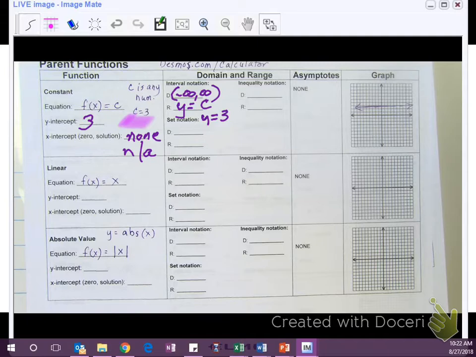So then in inequality notation, this is negative infinity less than x less than positive infinity. I need to zoom in or something. I can't write that small. Let's see. Thought there was a zoom on this thing, but I don't see it.